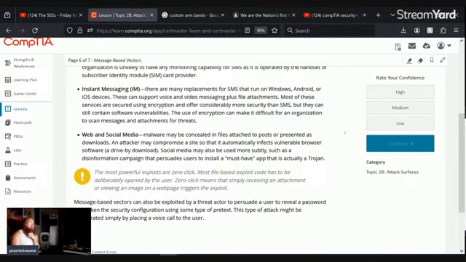The most powerful exploits are zero-click. Most file-based exploit code has to be deliberately opened by the user. Zero-click means simply receiving an attachment or viewing an image on a web page triggers the exploit. Message-based vectors can also be exploited by a threat actor to persuade a user to reveal a password or weaken the security configuration using some type of pretext. This type of attack might be perpetrated simply by placing a voice call to the user.